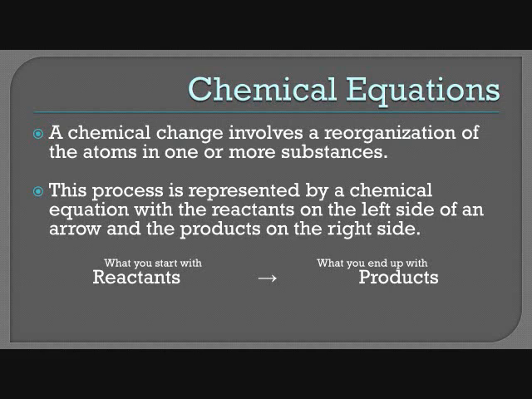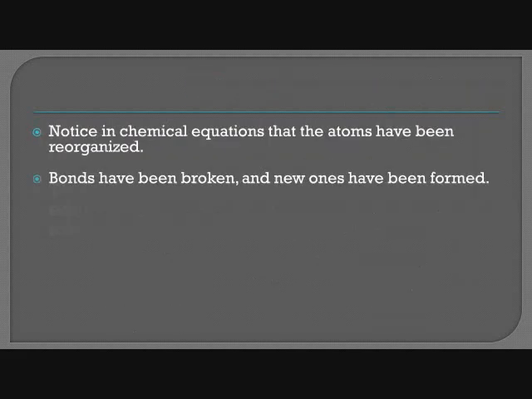Right? We learned this in Chem 1. So the reactants are what you start with, the products are what you go to. So I have the formation of water as an example of that for you. Notice in chemical equations that the atoms have been reorganized, so the bonds that are holding the compounds together have been broken, and new ones are formed.